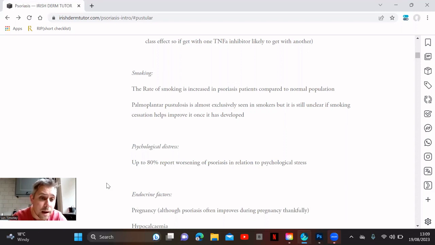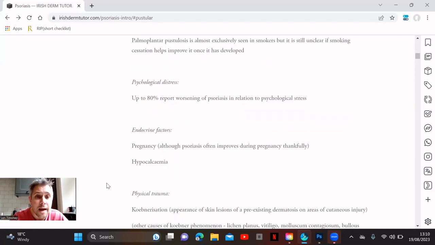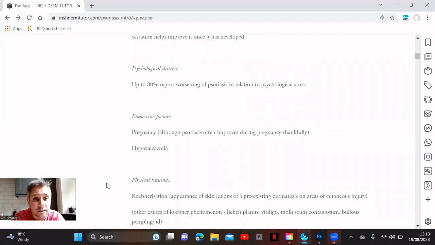And in particular, palmoplantar pustulosis is almost exclusively seen in smokers. And it's still unclear if smoking cessation actually helps improve the condition once it has developed. And like many dermatology conditions, stress is often reported to flare psoriasis. And in some studies, up to 80% of patients report worsening of psoriasis in relation to psychological stress.